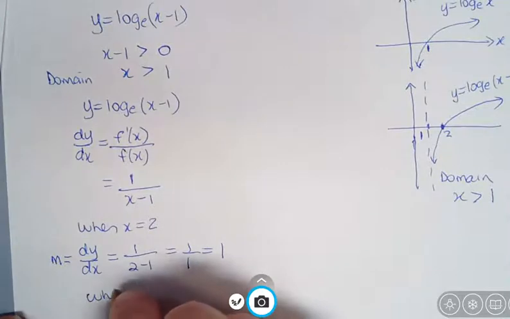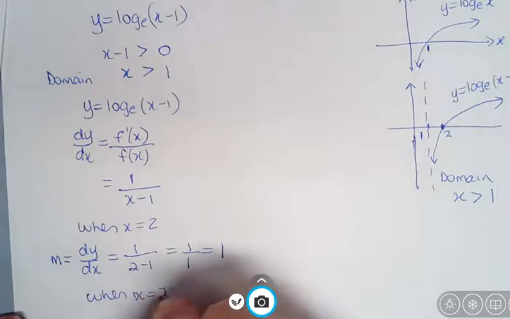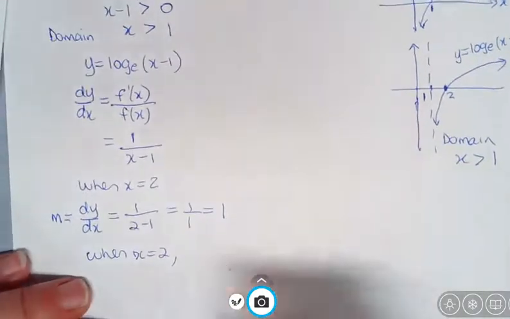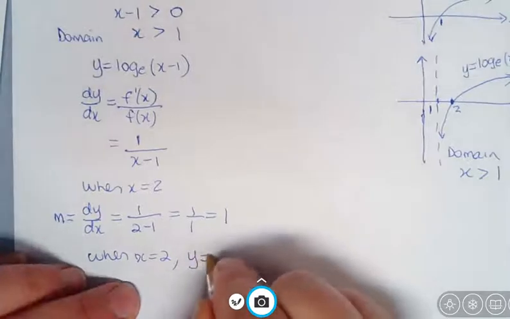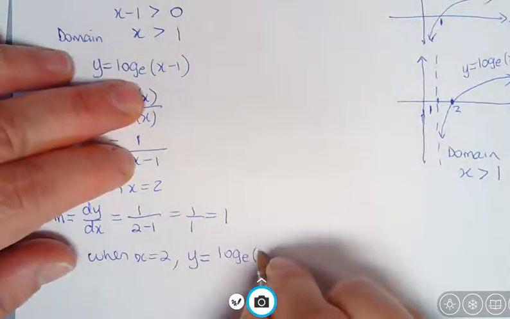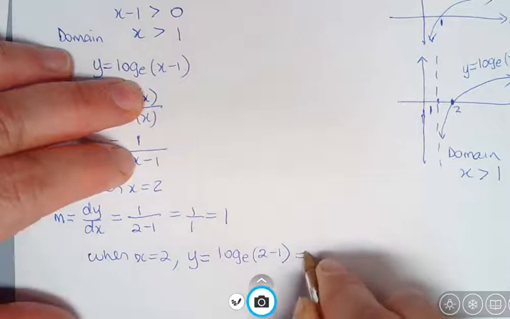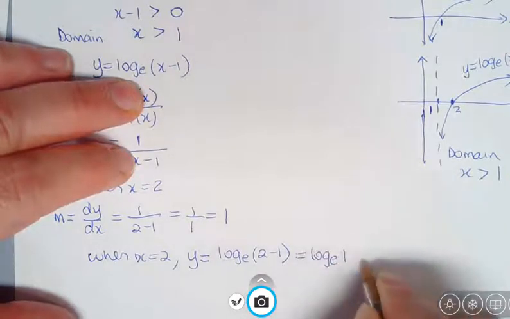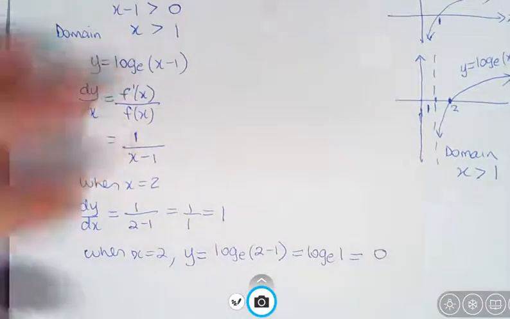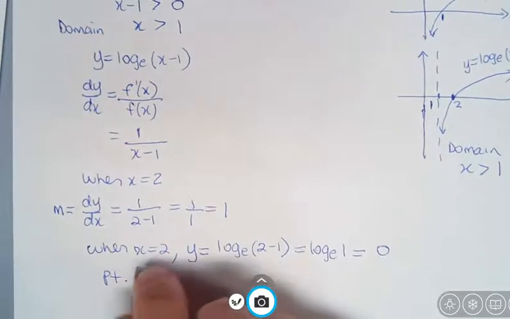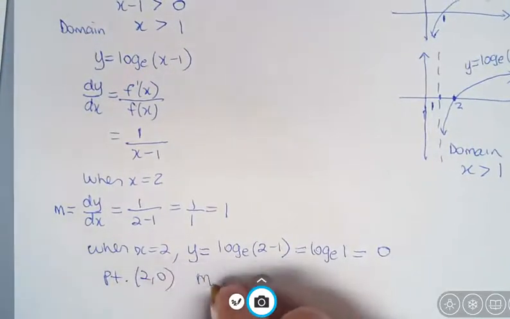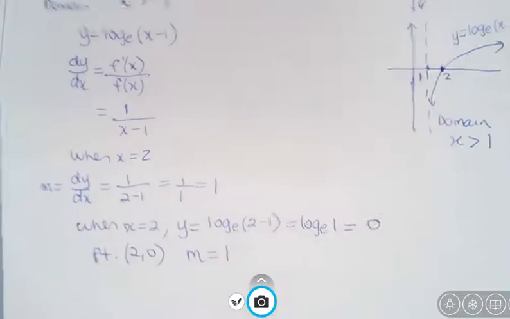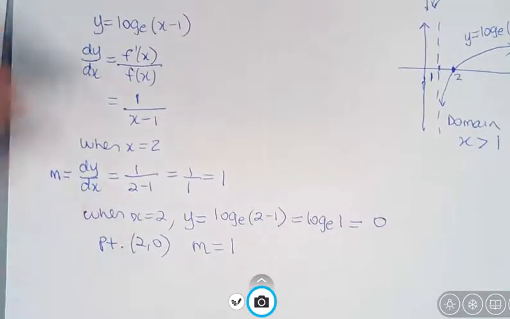But also when x equals 2, you need to find the y value of the equation. So y is log to the base e of 2 minus 1, which is log to the base e of 1, which is ln 1, which is 0. So our point is 2, 0, and our gradient is 1. Okay, so this one's not too complicated at all.